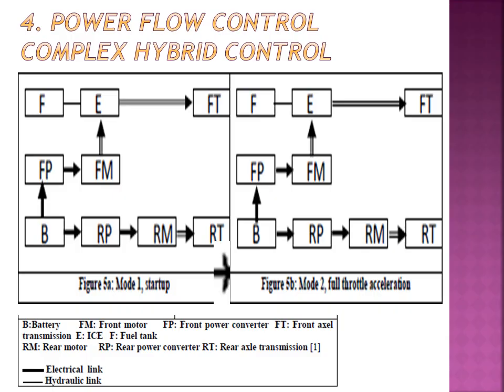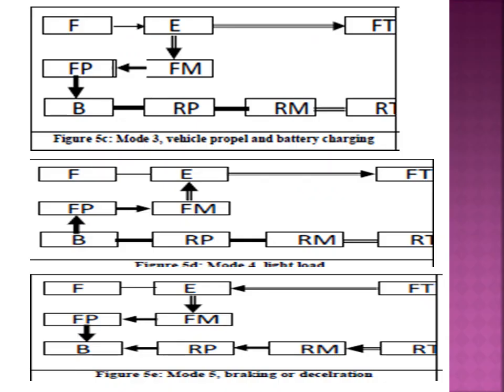Mode 2, full throttle acceleration. During full throttle, both the ICE and EM provide the traction power. In mode 3, during normal driving, both the ICE and electric motor provide the traction power. Mode 4, during braking or deceleration, the electric motor acts as a generator to charge the battery.